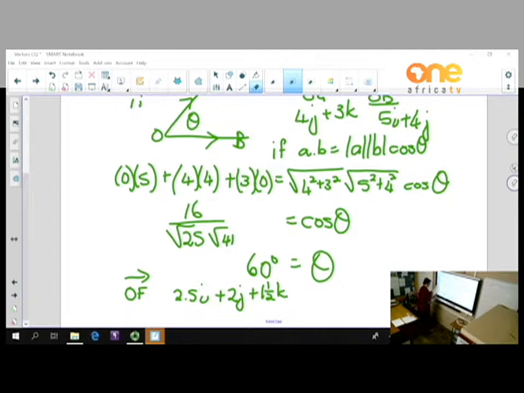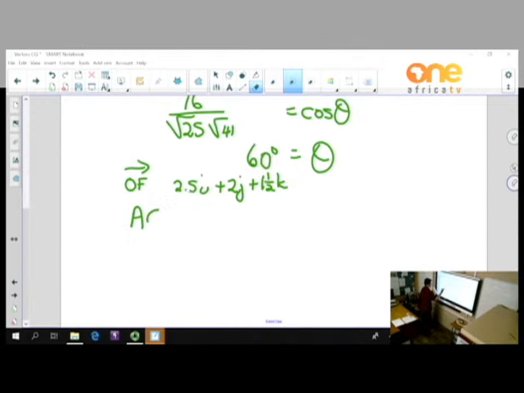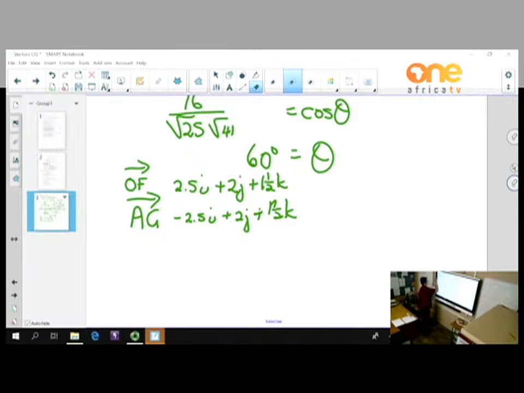And then I also need to find the midpoint of AG. Now, again, if you look at your sketch from A to G, you had it already there in the beginning, AG. So that's the negative 2.5i plus 2j plus 1.5k. And this is then exactly at the same point. The fact that the signs here differ doesn't matter. You still get to that same point there on that one.